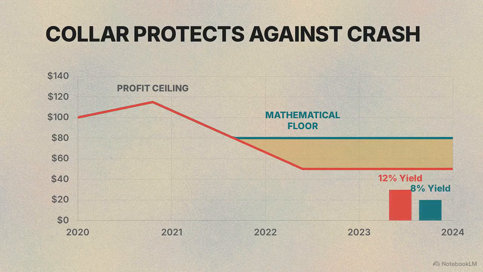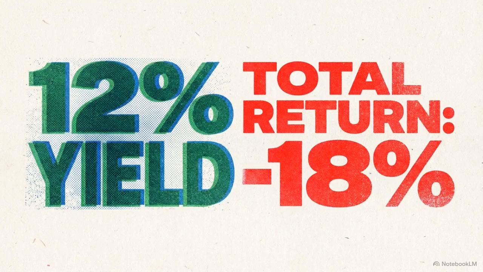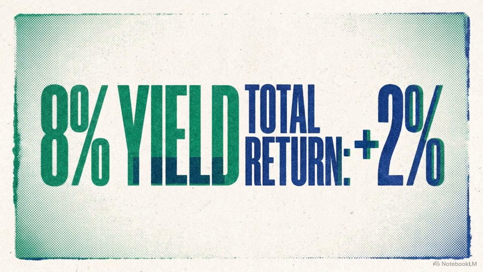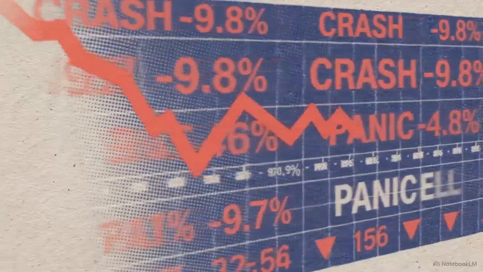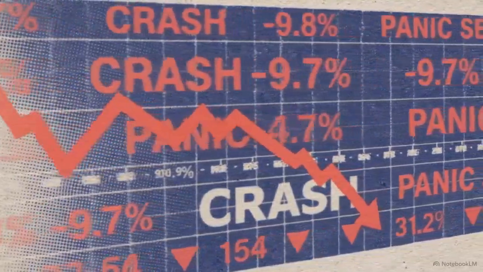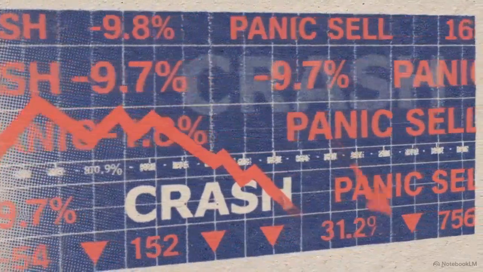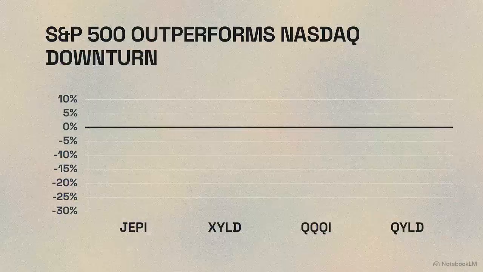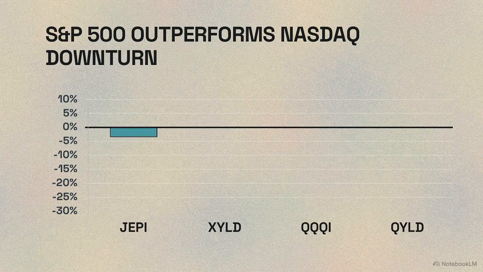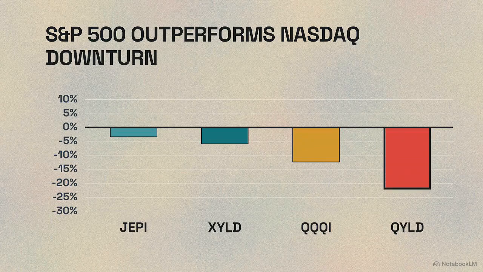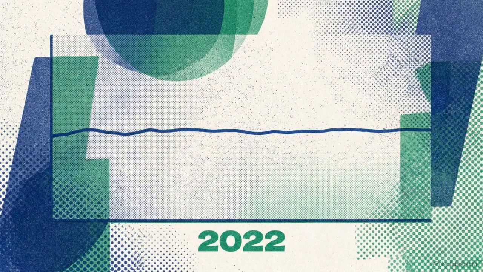We can see how these mechanics hold up by looking at historical stress tests, starting with the 2022 tech bear market. In 2022, JEPI fell just 3.5%, and XYLD dropped between 5 and 7%. QQQI fell 10 to 15%, while QYLD took a 20 to 25% hit. The S&P-based funds successfully preserved capital because their underlying index didn't collapse. QYLD, tethered to the Nasdaq with no downside floor, took severe, permanent damage to its net asset value.